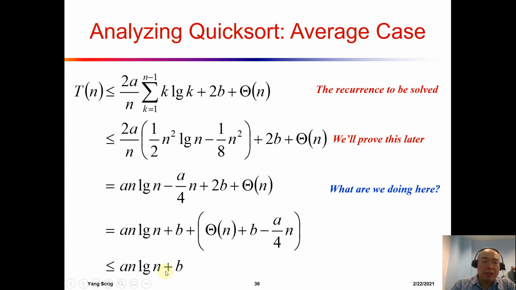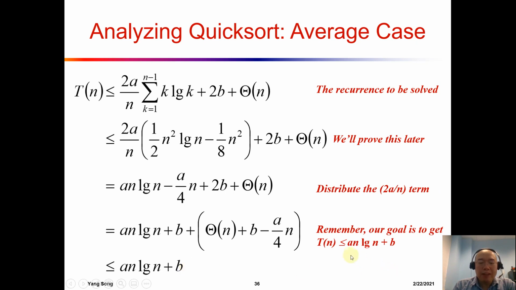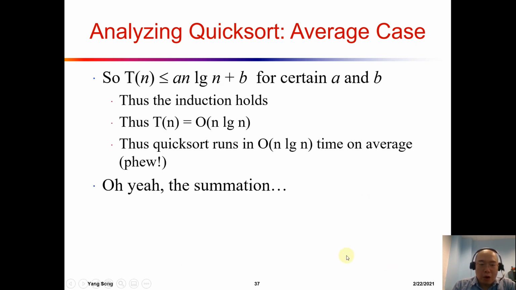So eventually we are able to prove that Tn has an upper bound of A n log n plus B. What does that mean? This means this is an n log n algorithm, right?